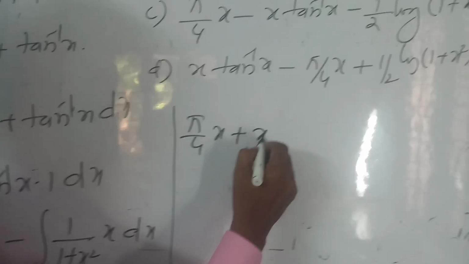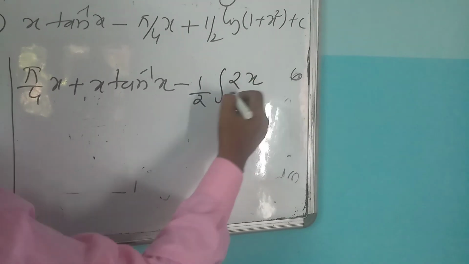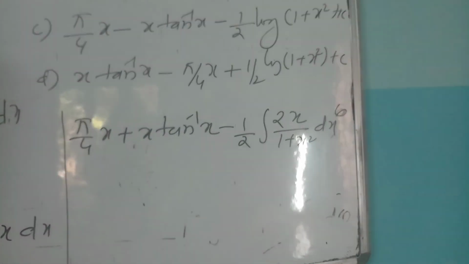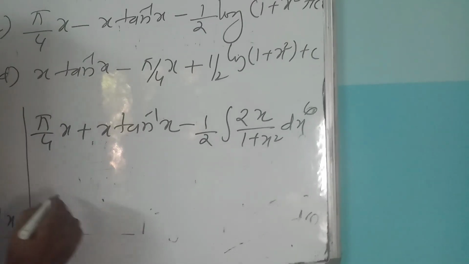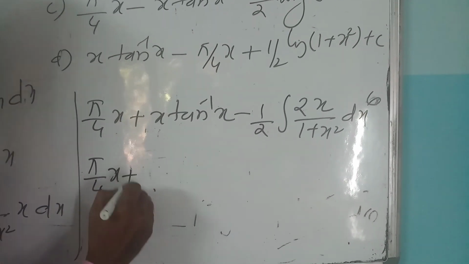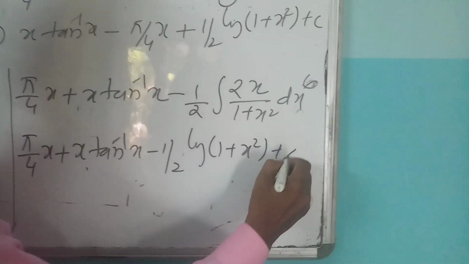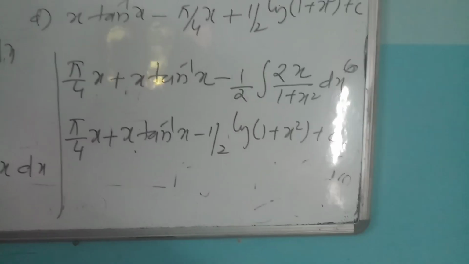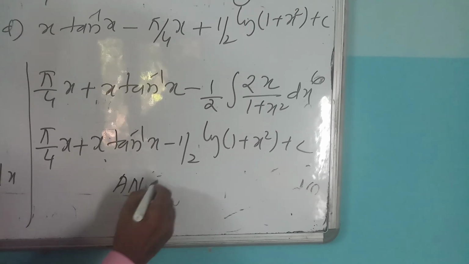That is pi by 4 x plus x tan inverse x. Here I am going to multiply 2 on numerator and denominator. That is minus 1 by 2 into 2x divided by 1 plus x square into dx. Actually, the numerator is the derivative of the denominator, therefore this integral is equal to log of denominator. The final answer is pi by 4 x plus x tan inverse x minus half into log of 1 plus x square plus c. So our choice is answer A, pi by 4 x plus x tan inverse x minus half log 1 plus x square. Answer A.